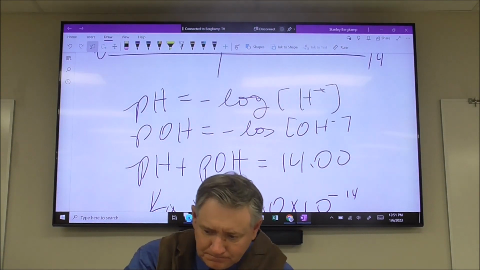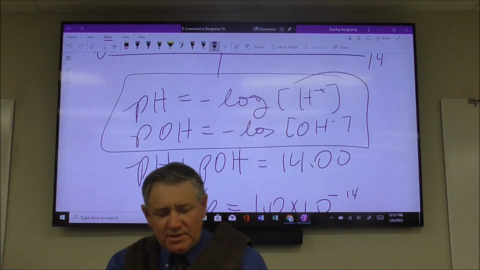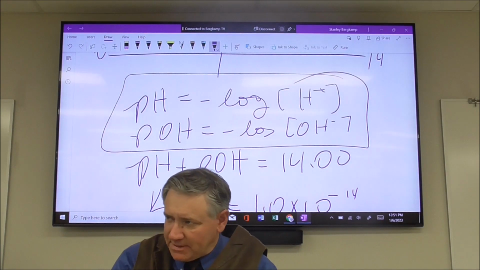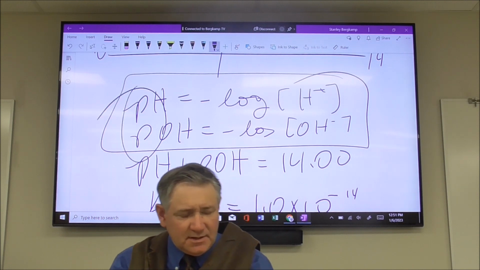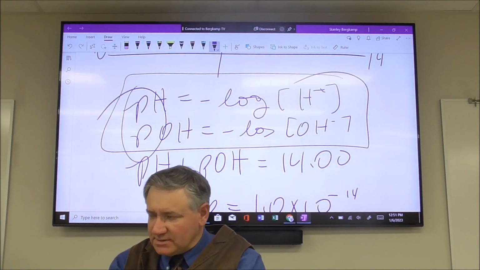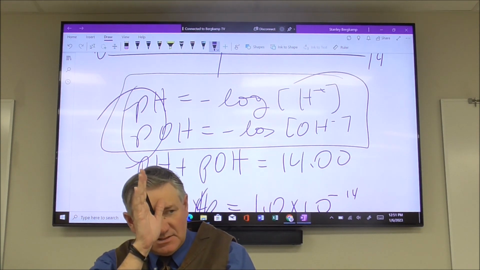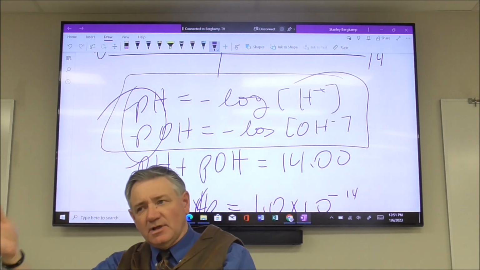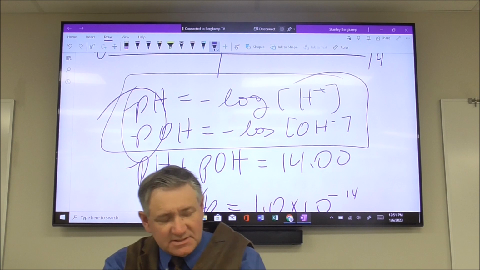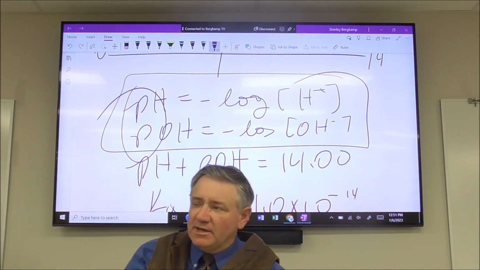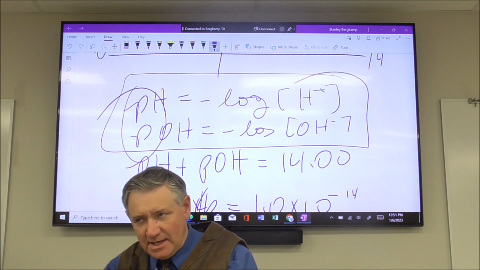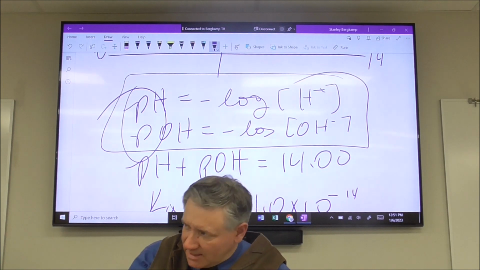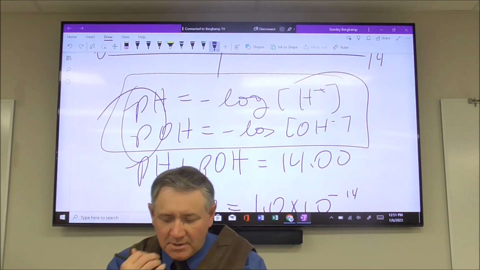Here's the main point. When you see P in front of anything, pH, pOH, pKa, pKb, the letter P stands for the negative log. So when you see P, that means it's the negative log of whatever follows. If it's pOH, it's the negative log of your hydroxide ion concentration. If it's your pH, it's the negative log of your hydroniums. Eventually we're going to get into this concept of Ka and Kb. So if you see pKa, that's the negative log of a Ka value. Okay, so all you have to remember.